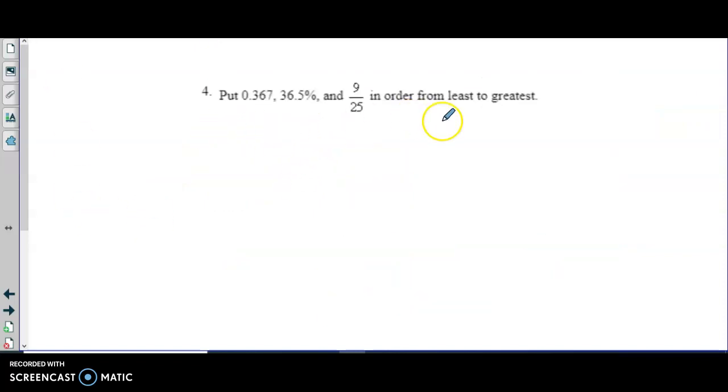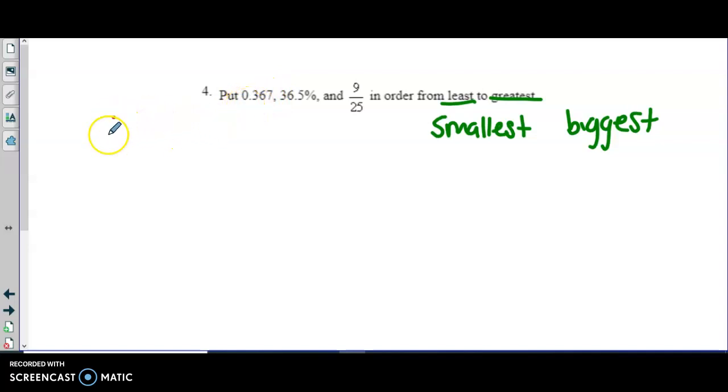Now we want to put these in order from least to greatest. Least means the smallest. Greatest means the biggest. For me, when I compare numbers, I like to compare them as decimals because decimals remind me of money, and I usually have a pretty good sense of money. So this first one is already a decimal. I'm just going to leave this one alone. This first one is 0.367.